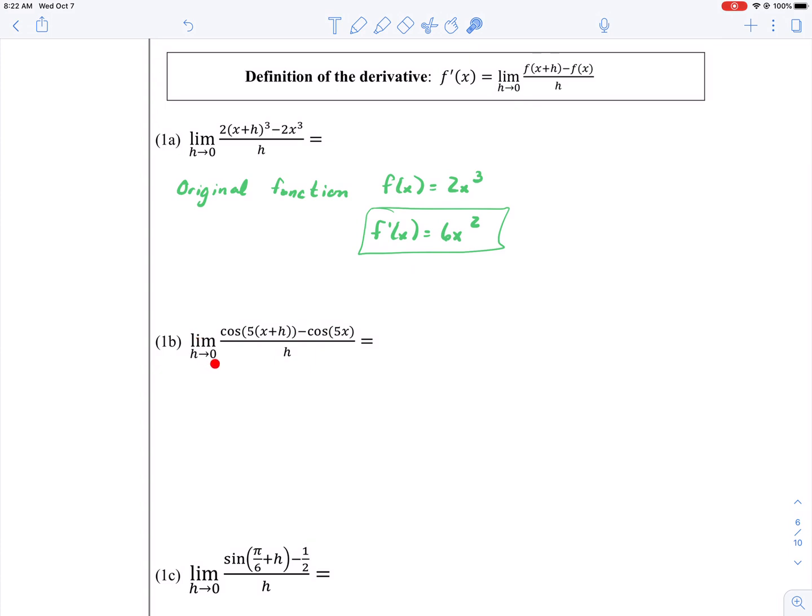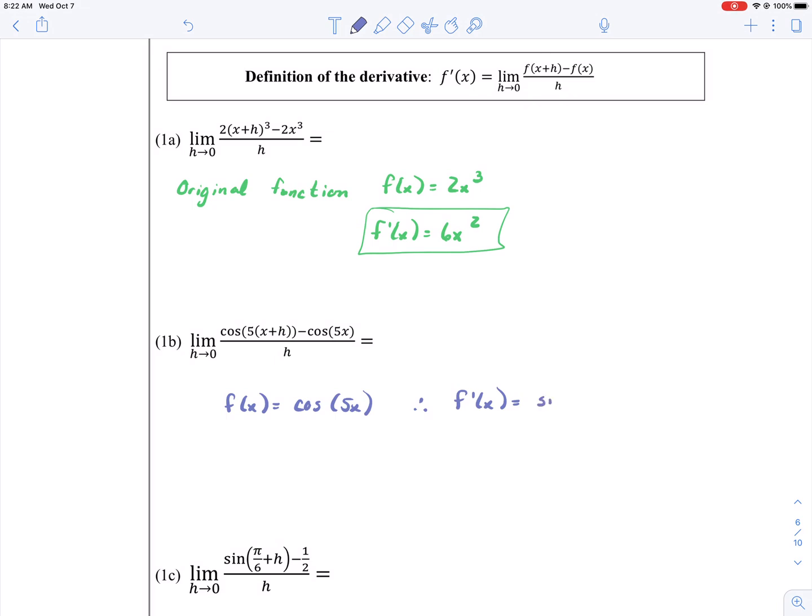So I've got the limit as h approaches 0, cosine of 5 times x plus h minus cosine of 5x all over h. So I recognize this as f of x plus h minus f of x. What I did here was I took an x plus h and I plugged it in everywhere there was an x over here. So that's what this first term is. So when I recognize that, I can immediately say, all right, that means that my original function was cosine of 5x. And because I recognize that as the limit definition of the derivative, I can say that I'm trying to take the derivative of cosine of 5x, which is a chain rule.